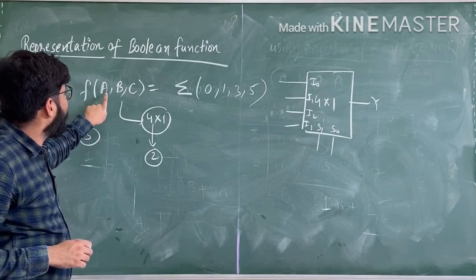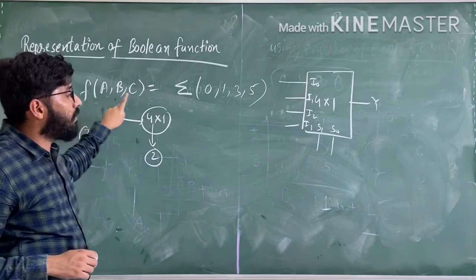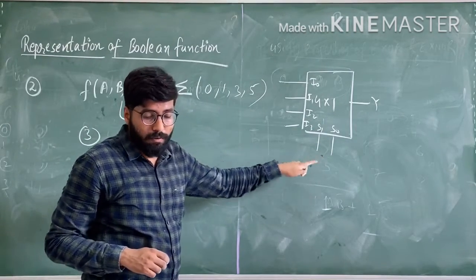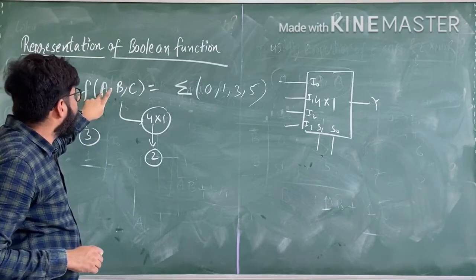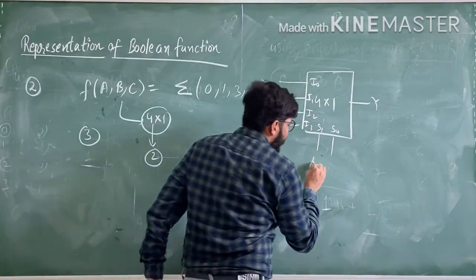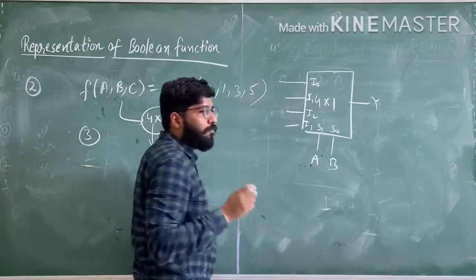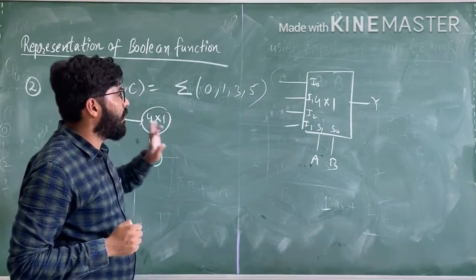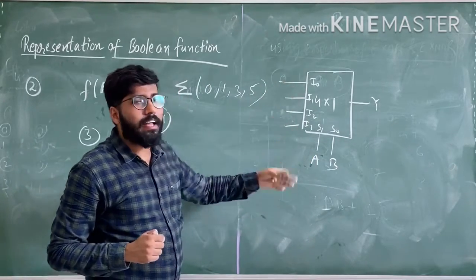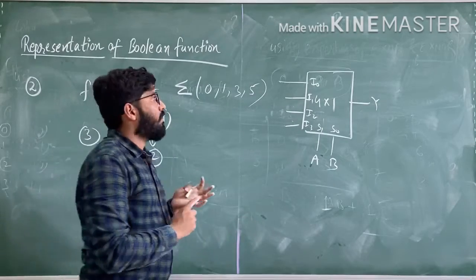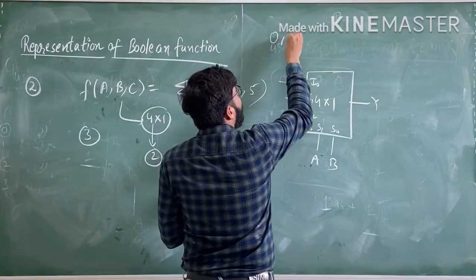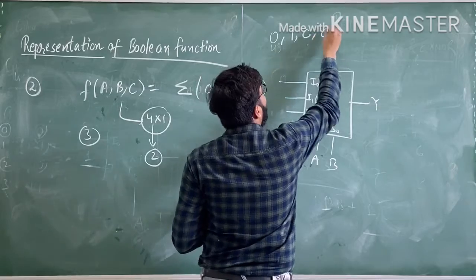Now see, you have to consider any 2 variables as the select lines S1, S0. In this case, I will consider A and B here. Suppose this is A and this is B. Now 1 is left, which is C. C comes here, anywhere. Now 4 possibilities are there. You have to represent 0, 1, C and C complement.